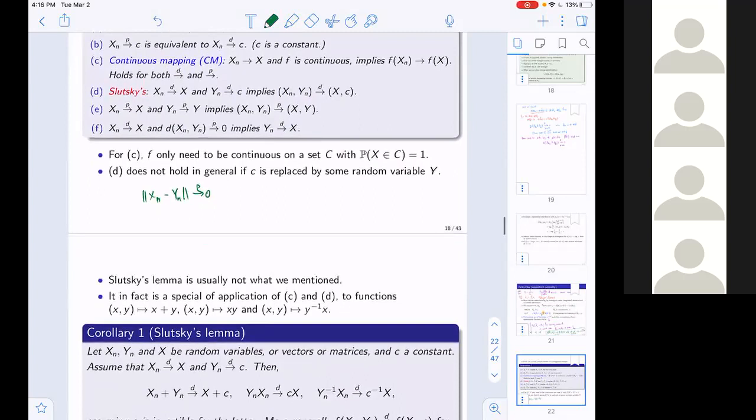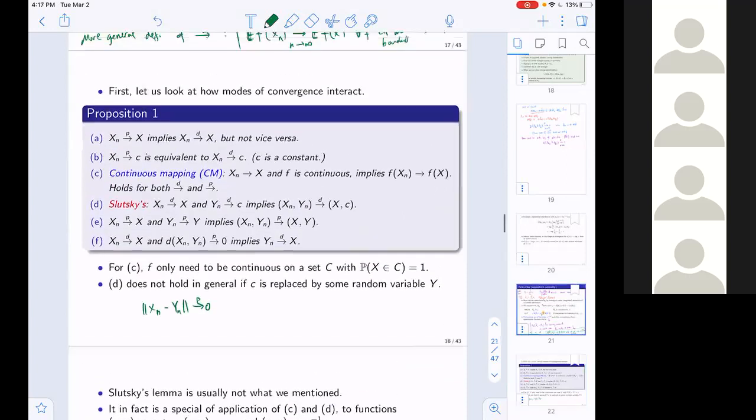Yeah, this other one I'll already mention. So part D, the Slutsky, it's key that one of the limits is constant. Okay, I'm going to stop. Let you take a look at this and let me know if you have any questions.